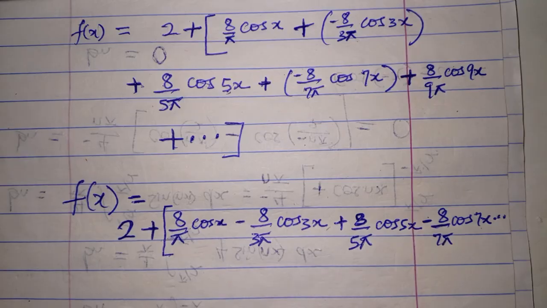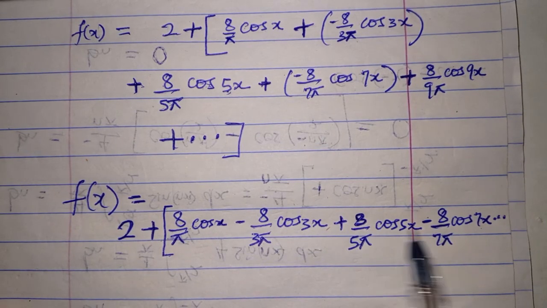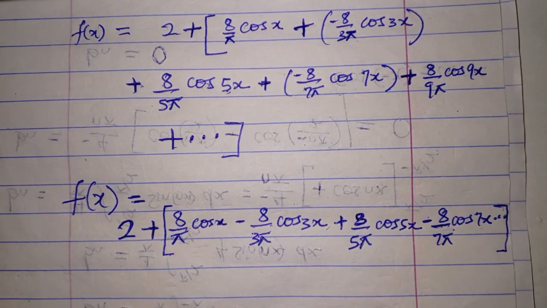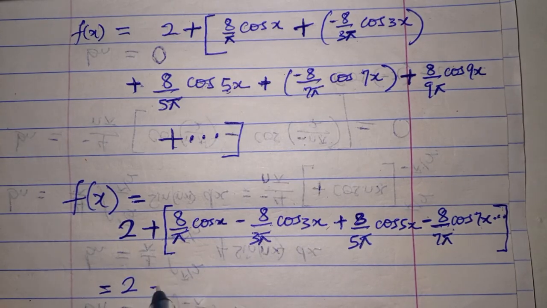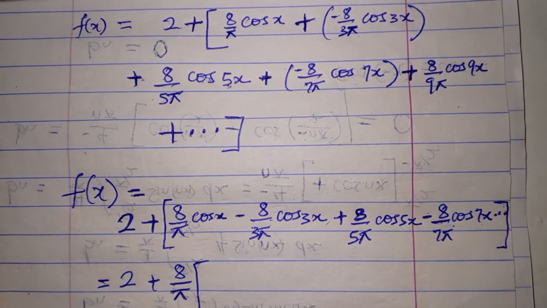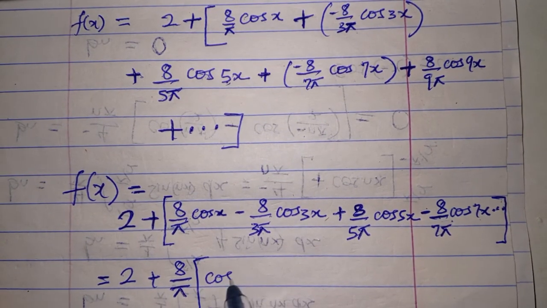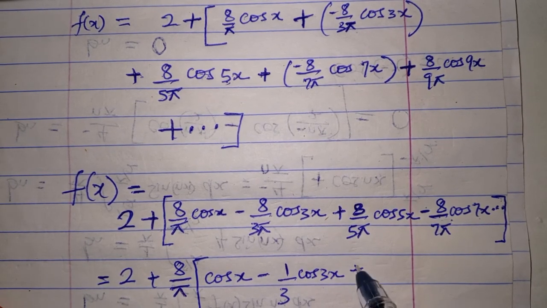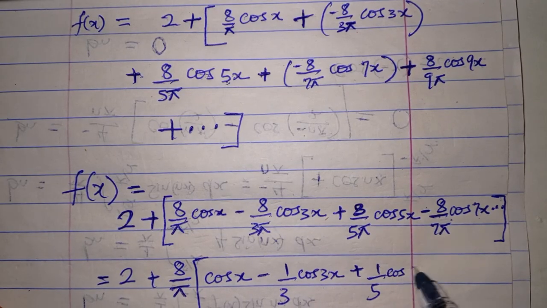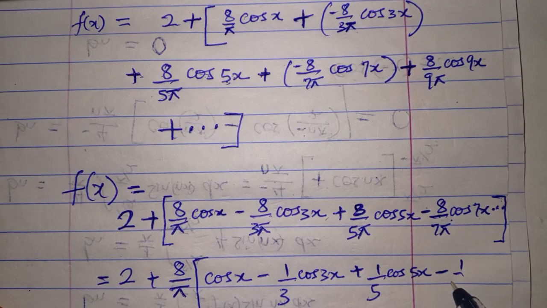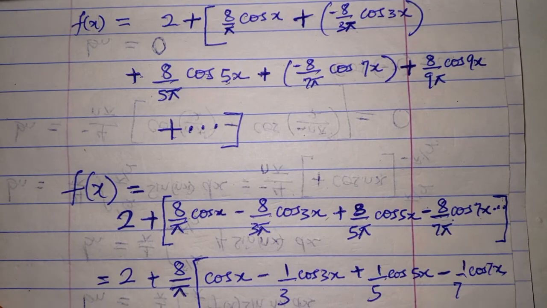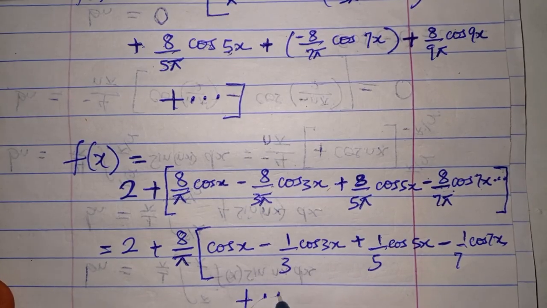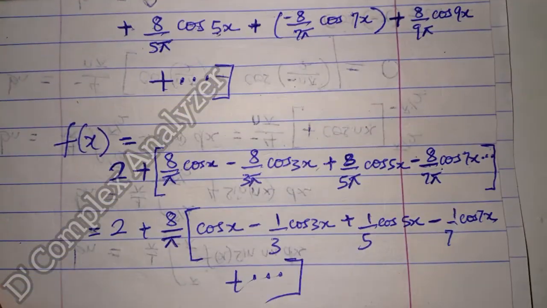So we can see that 8 over pi is common to all the terms. We can bring 8 over pi out, so that f of x will now be equal to 2 plus 8 over pi, then all other things remain the same. We're having cos x minus 1 over 3 cos 3x plus 1 over 5 cos 5x minus 1 over 7 cos 7x, and so on and so forth. This is the Fourier series.